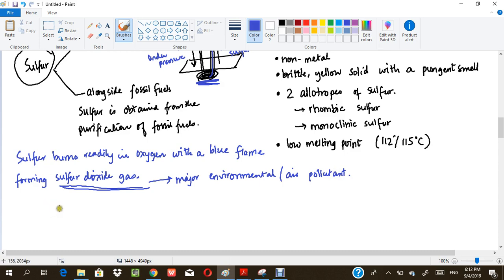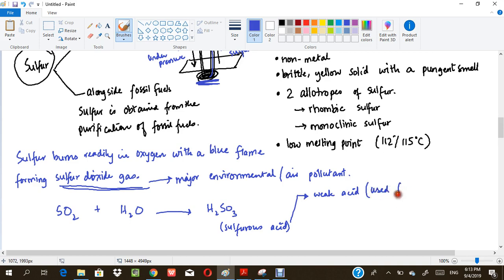And sulfur dioxide, which is SO2, combines with water to form sulfurous acid, H2SO3. Sulfurous acid is a weak acid and it is used for bleaching paper and making it whiter. It is also a component of acid rain.